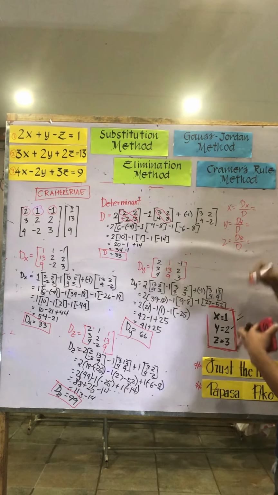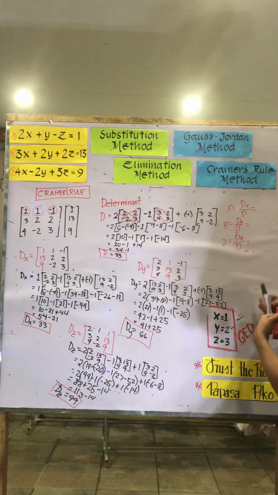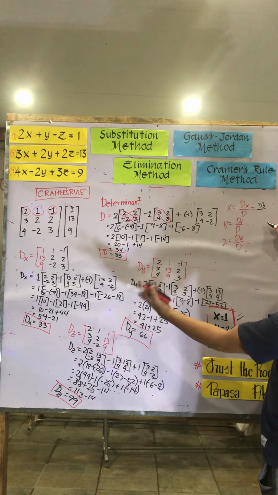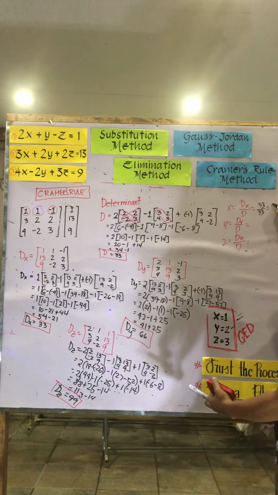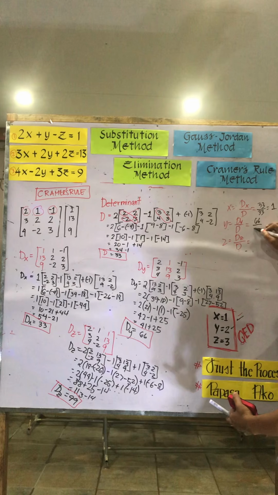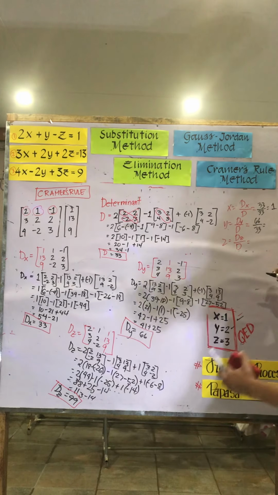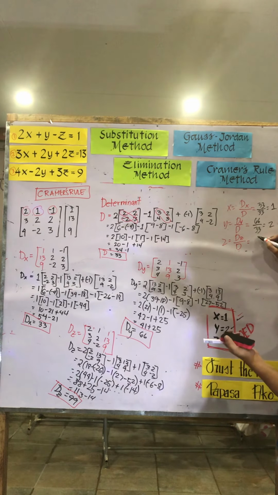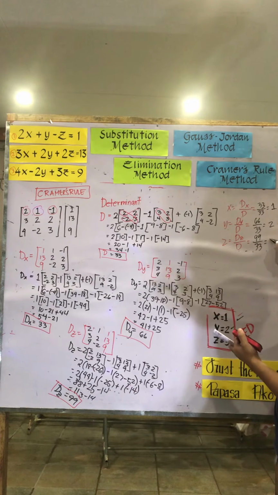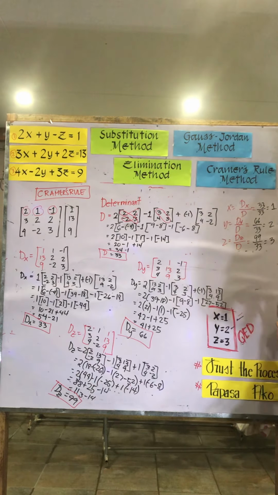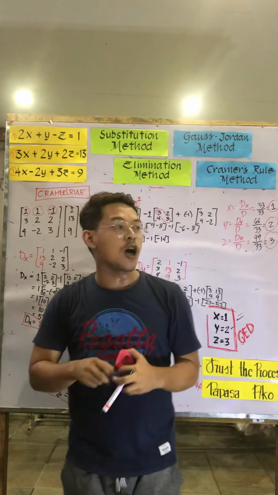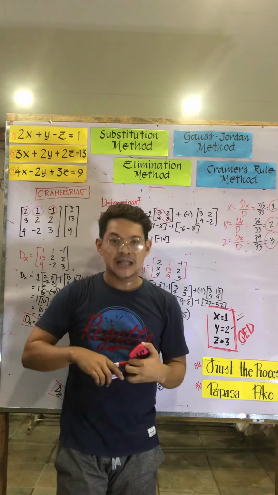Let us check. Our d sub x is 33, divided by our determinant 33. That will be equal to 1. D sub y is equal to 66 divided by 33. That will be equal to 2. And d sub z is 99 divided by 33. That will be equal to 3. Therefore, we can say that we got the same values of x, y, and z.